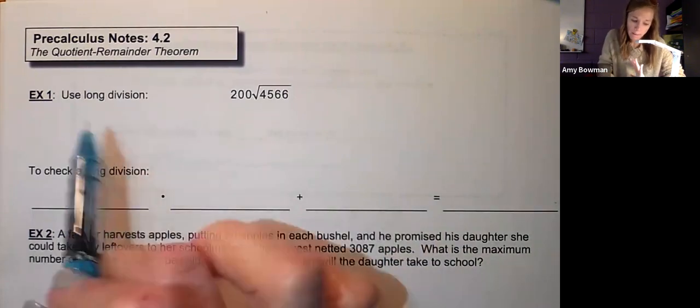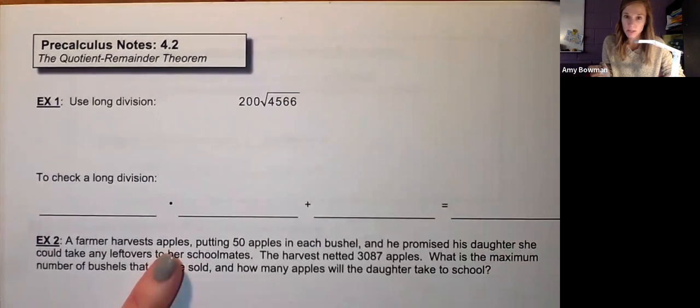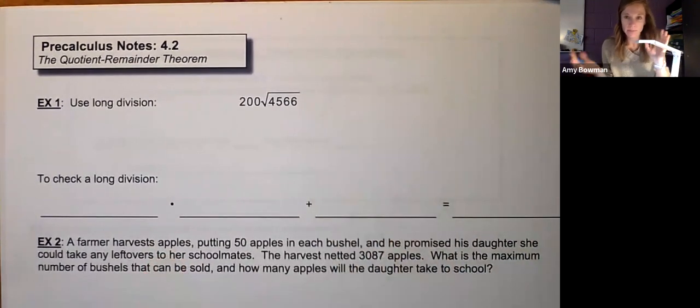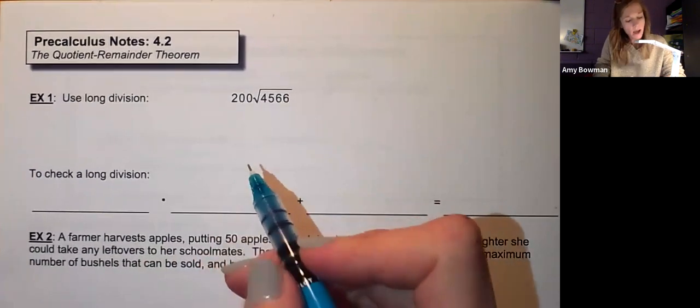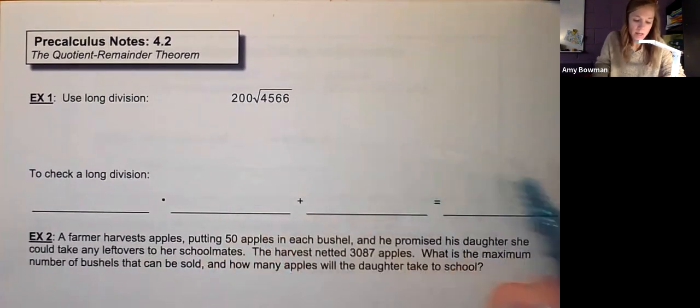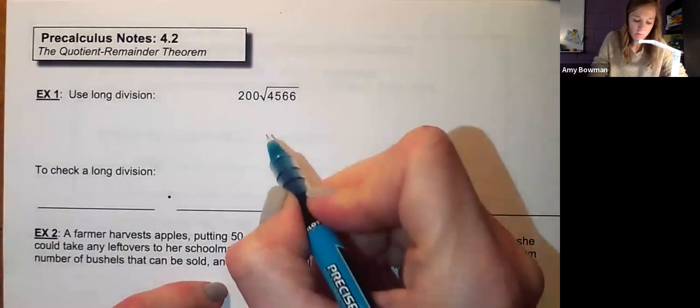Before we start with the quotient-remainder theorem, we're going to practice long division, which many of you are probably wondering how to do, because we haven't done it in a very long time. So we're going to review long division. Later in this chapter, we will do long division with polynomials. So we're just practicing, remembering how to do this and what all of the parts are called, so that when we apply it to polynomials, we're a little more familiar.